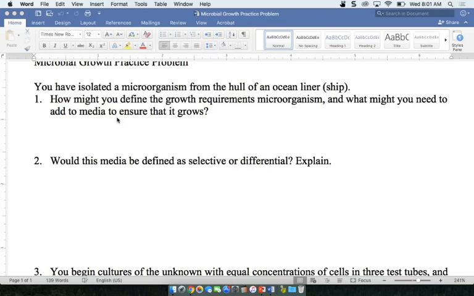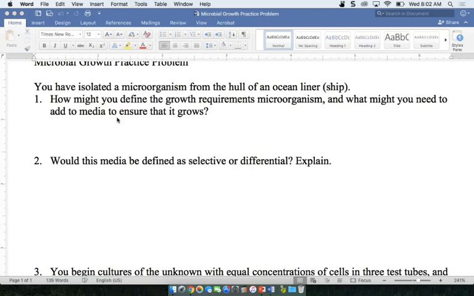What's that? It might need salt. If it needs salt, what would be the term that we give to it? Halophile. Maybe halotolerant. We can't really tell from this, but you can at least say that it's a halophile. Okay? And you would probably need salt in the media to get it to grow. Does this then make such a media selective or differential?